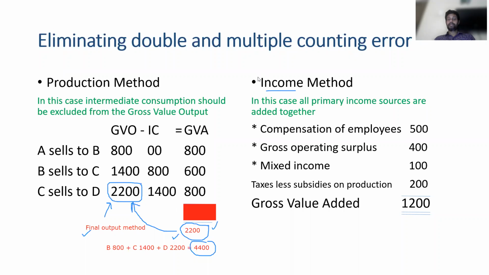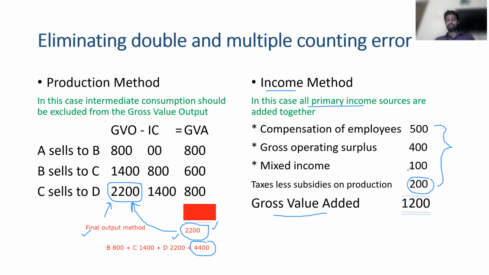So the production method here considered a way of calculating and avoiding double counting, multiple counting error. Here, we look at all the primary income sources added together. What are the primary incomes? Compensation of employees, gross operating surplus, mixed income, including taxes less subsidies on production. If we add all these four income sources, we will get gross value added. So the country's production is exactly equal to the factor income of factor owners.